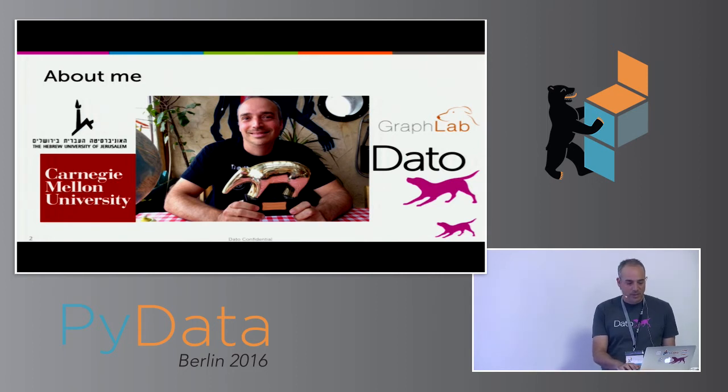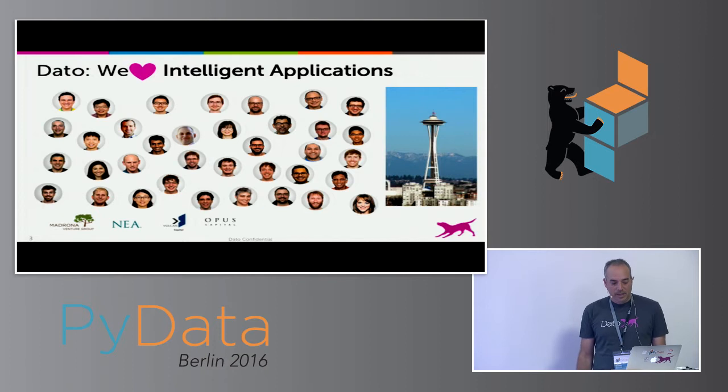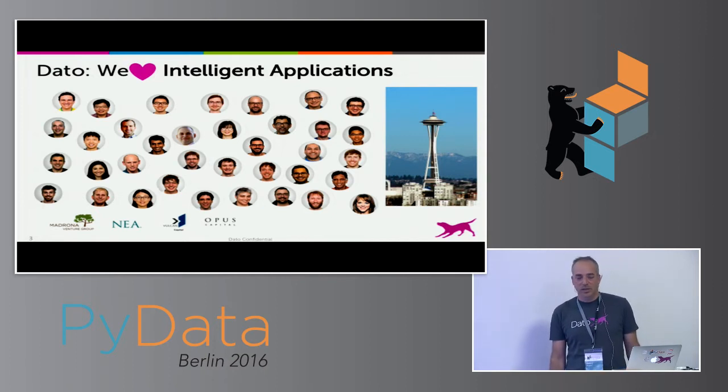So this is Dato. As I said, we are based in Seattle. We have around 50 people. We have a strong research team of around 13 PhDs. And today I'll tell you a little bit about predictive applications and how we implement them using GraphLab Create.